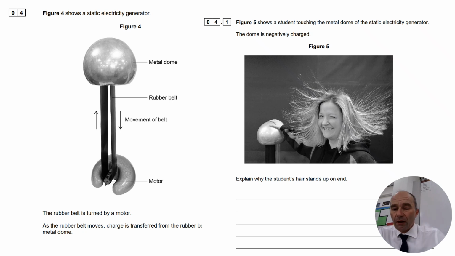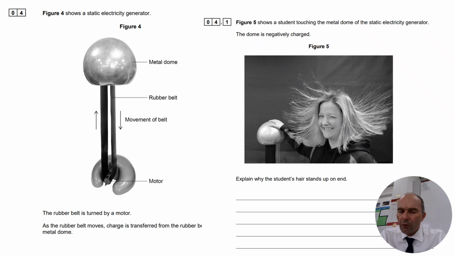Alright, so now looking at static electricity on this one. You've got your Van de Graaff generator, which probably most of you are familiar with, and the rubber belt is turned by a motor. As the rubber belt moves, charge is transferred from the rubber to the metal dome.